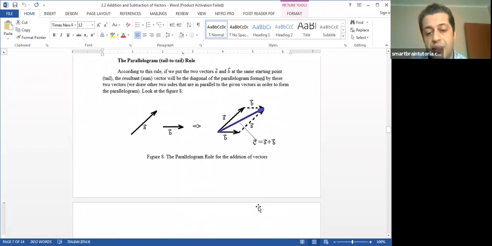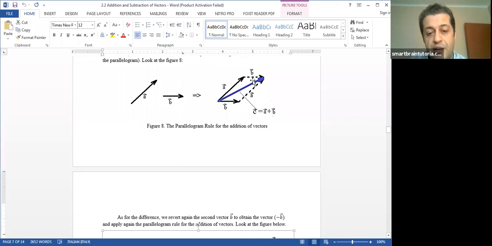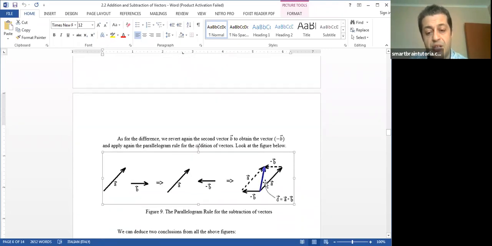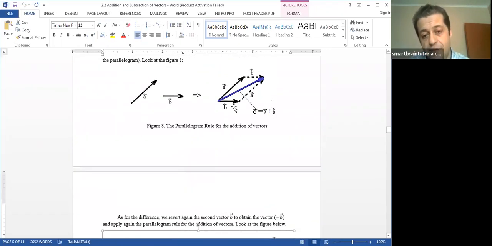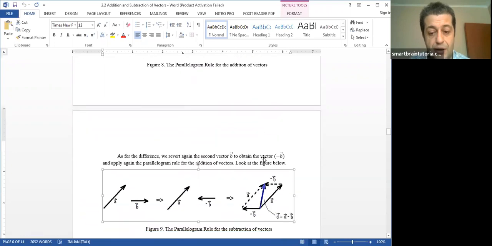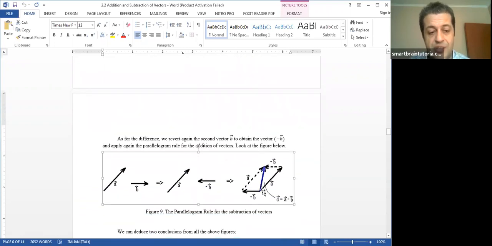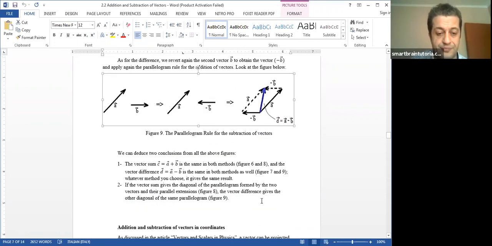Maybe you can see that we have the same parallelogram here and here, and in the case of the sum, the longer diagonal represents the sum and the shorter diagonal represents the difference, if we have two vectors that have formed that parallelogram.